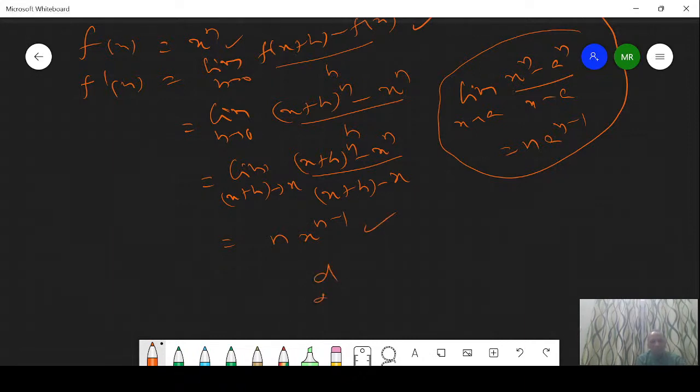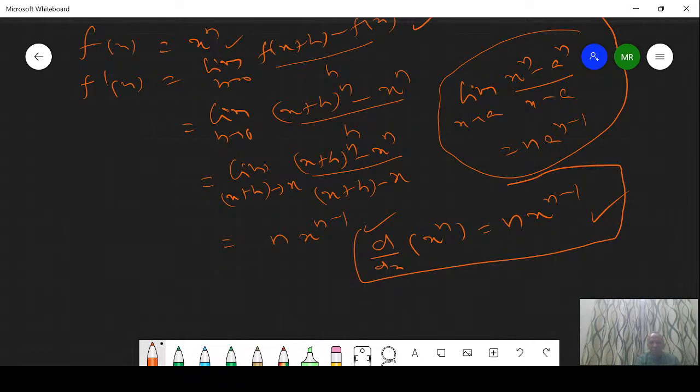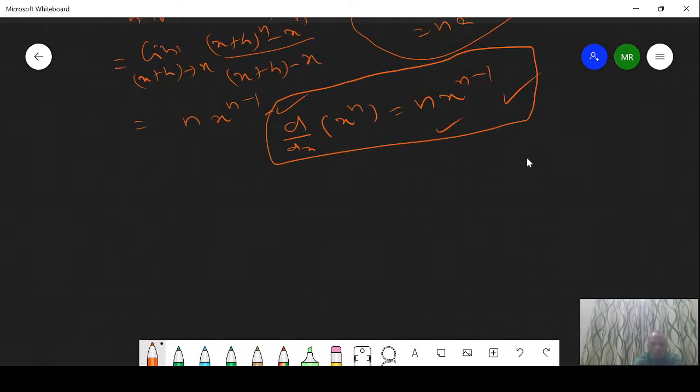So now standard d by dx of, I can write x power n always equal to n into x power n minus 1. So remember as a formula this. Derivative of x power n equal to n into x power n minus 1 always. This standard. D by dx of x power n, n into x power n minus 1. So using this you can do anything, right? This is formula you can remember.